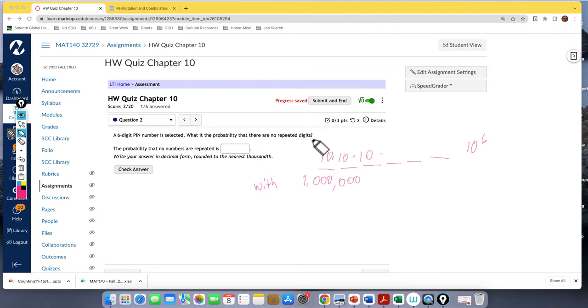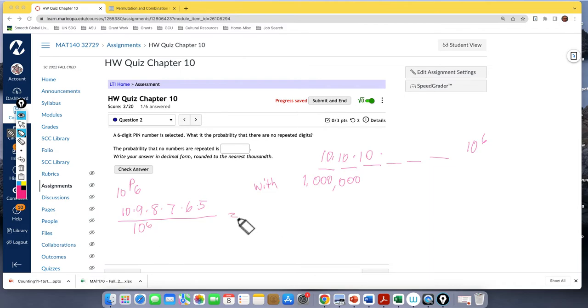But what if there is no repeated digits allowed? Well, that's a permutation, so we could do 10 permutate 6 because there are 6 digits. Or if you wanted to, you could go 10 times 9 times 8 times 7 times 6, 1, 2, 3, 4, 5, times 5. That would also give it to you. But what we want is the probability. So what we have to do is we take this number divided by 10 to the 6.